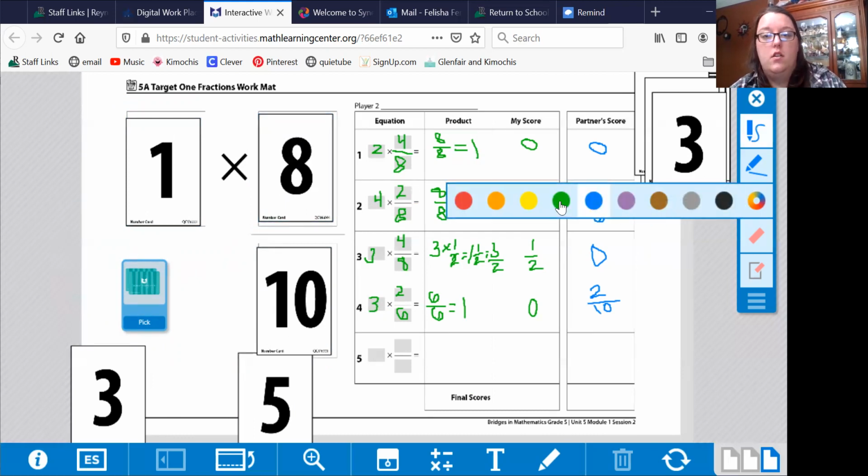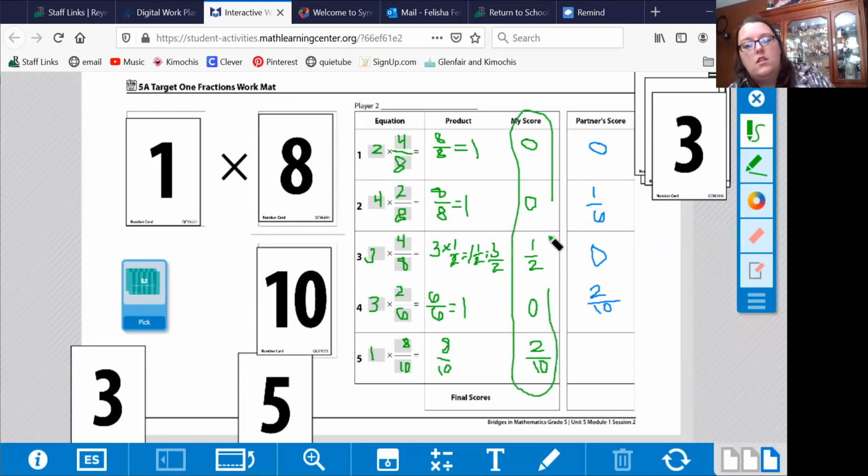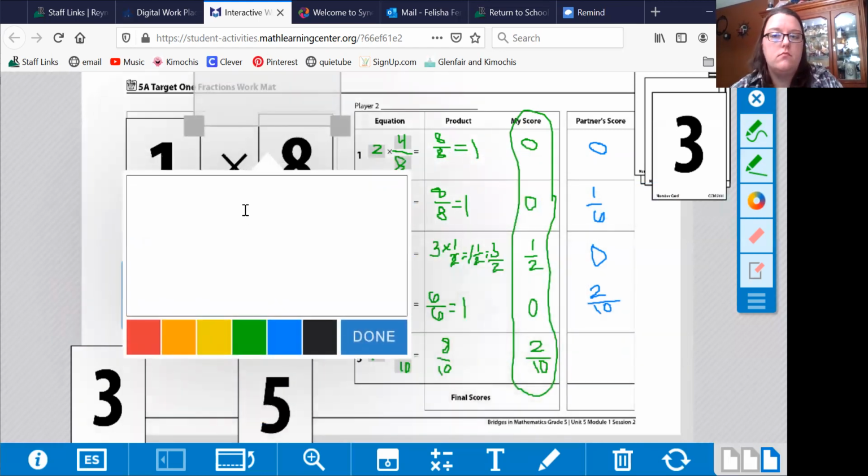That is the wrong color. So 1 group of 8/10 means that my score is 8/10, but my difference is 2/10. So now to figure out my score, I have all these right here. Luckily, there are a lot of zeros on my end. So I need to add them together. Let me pull up a little text box here to make it easier to be seen.